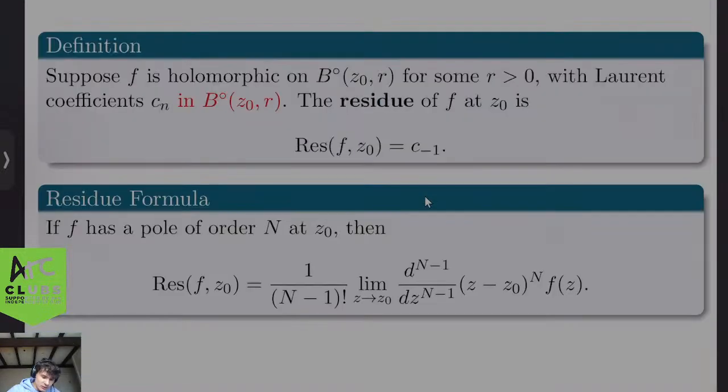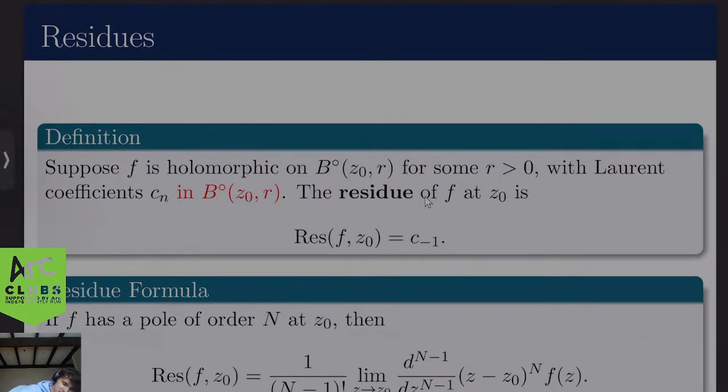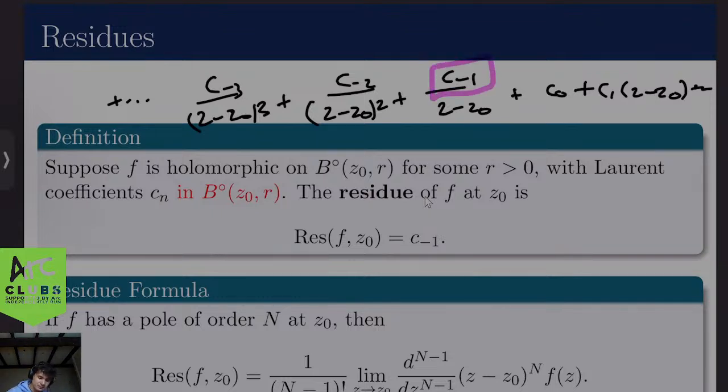If you look at our Laurent series, we have some expression. I'll just write it out: this is c_{-1}/(z - z0), c_{-2}/(z - z0)^2, c_{-3}/(z - z0)^3, and then there's c_0, plus c_1(z - z0). So this is what our Laurent series looks like when I expand it out. Now what we want to do is isolate this c_{-1}.